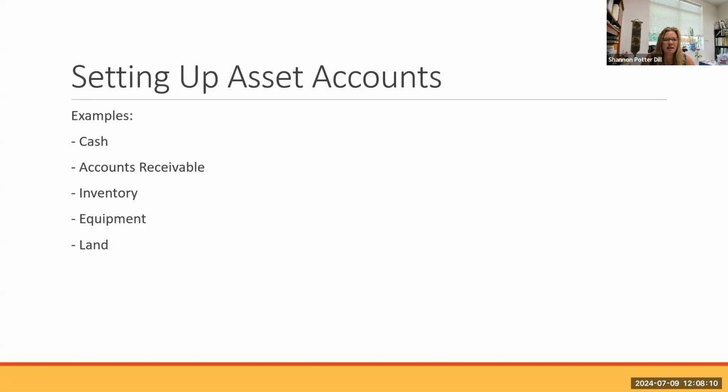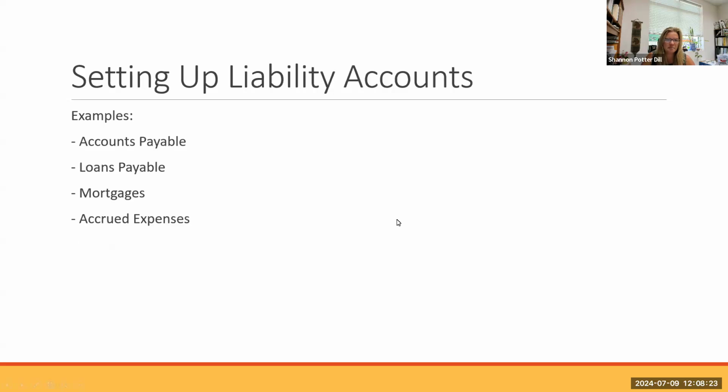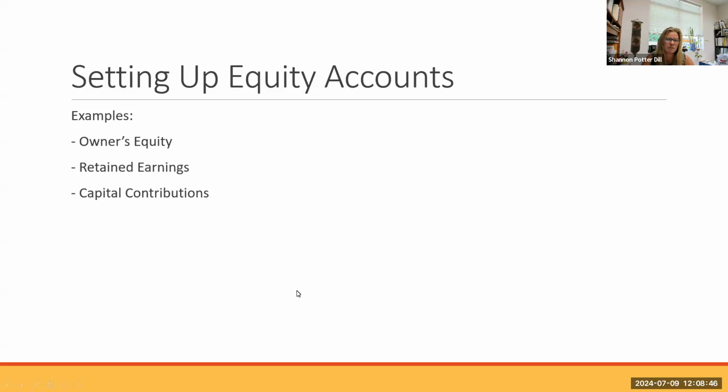So when you're setting up asset accounts, some examples of that are cash, accounts receivable, any inventory items, equipment, and land. Those are some of the things that you might set up within assets. For liabilities, it would be accounts payable, so money that you're waiting to receive or you're waiting to pay, loans payable, your mortgage, and possibly any accrued expenses. So you would set those liability accounts up into a QuickBooks account, and I'll show you how those kind of line items are shown in the chart of accounts.